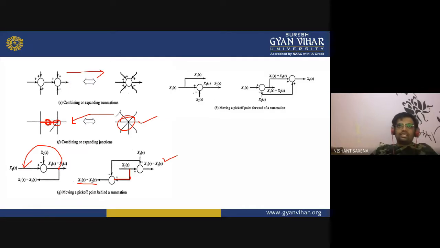Now another thing: when we are moving this pick-off point after the summation point over this side, then again from the two inputs, X1(s) and X2(s), we have to take one input from this side and one input from the output of this one, giving me X1(s) as the output over here. I hope this is clear to you.